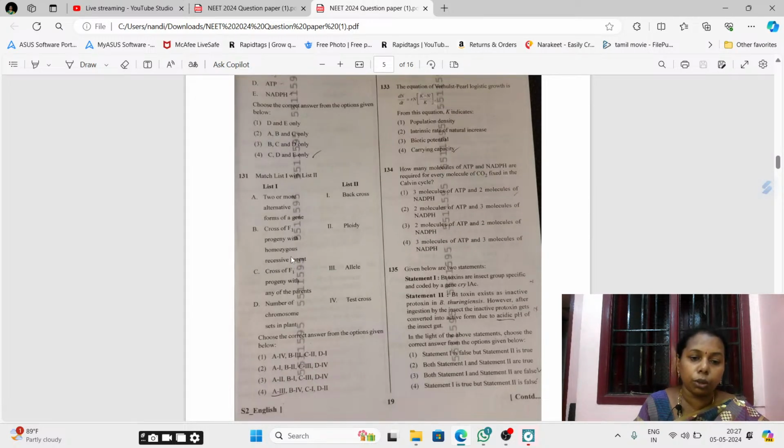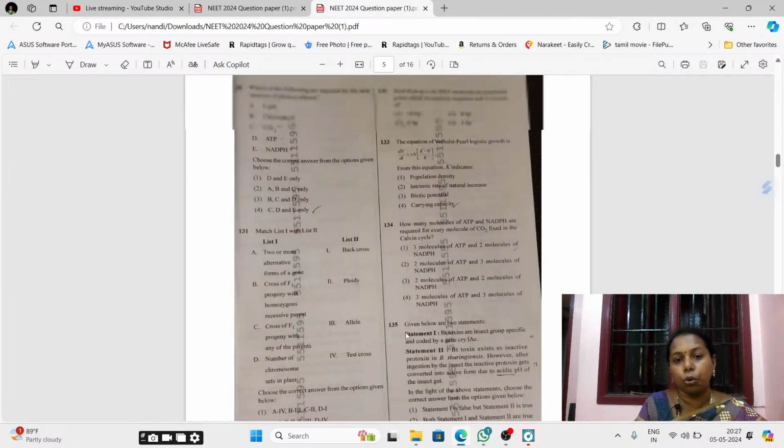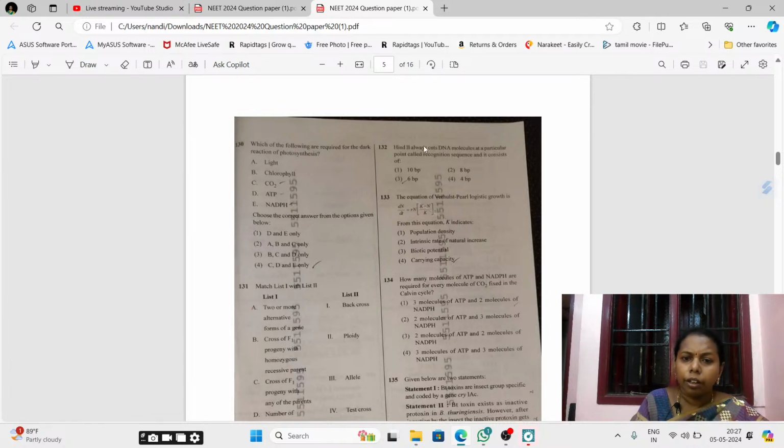Need to match, children. For the 131st question, two or more alternative forms of a gene is of course allele. Cross of F1 with the homozygous recessive is test cross. Cross with any of the parents is a back cross. So the answer will be 3, 4, 1, which is in option 4. So 131 is option 4. 132. Restriction enzymes always cut the DNA molecule at a particular point called the recognition sequence, and it contains how many base pairs? 6 base pairs. If you remember G, A, T, T, C. So 6 base pairs will be coming. That is the answer, children.